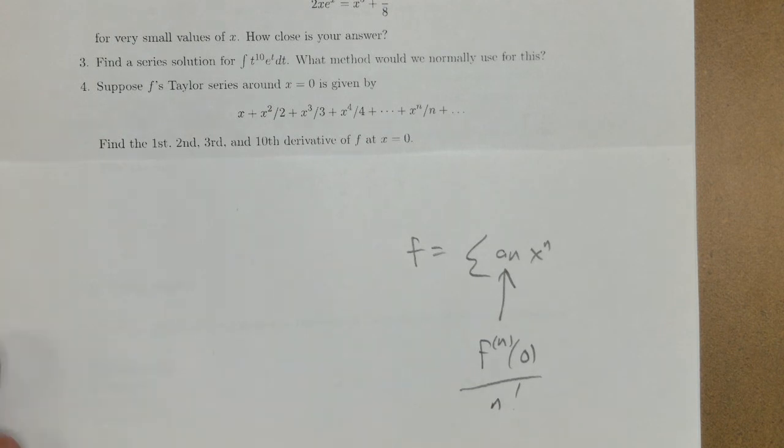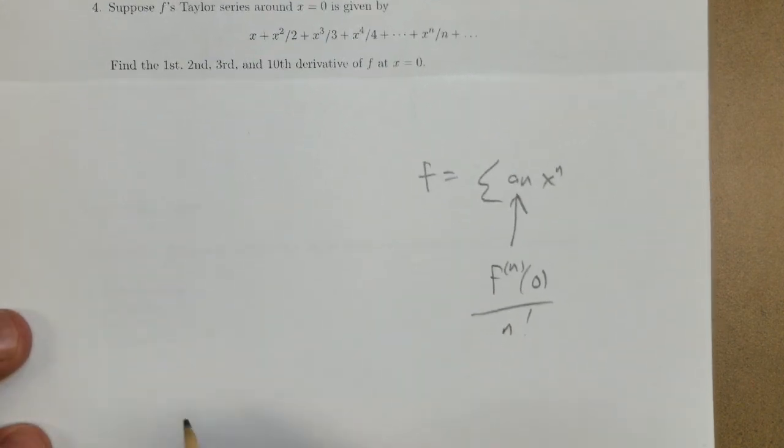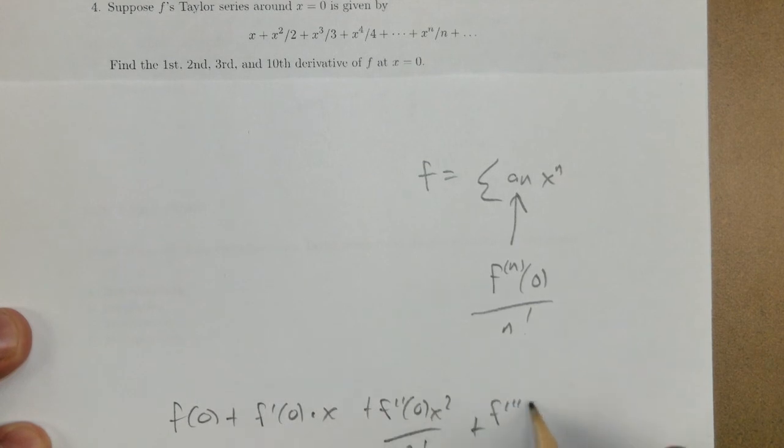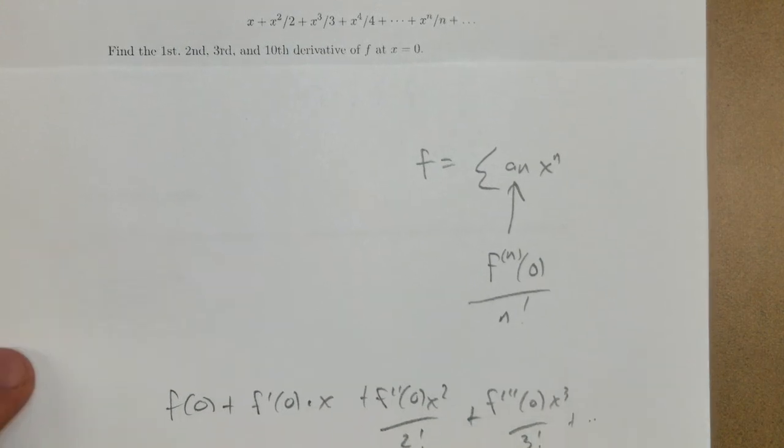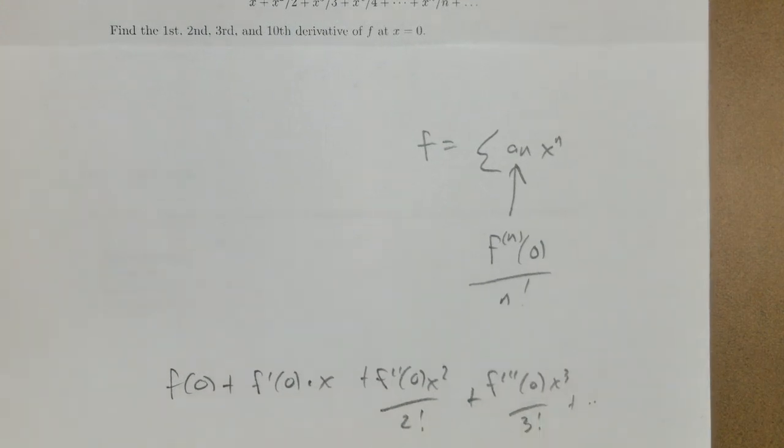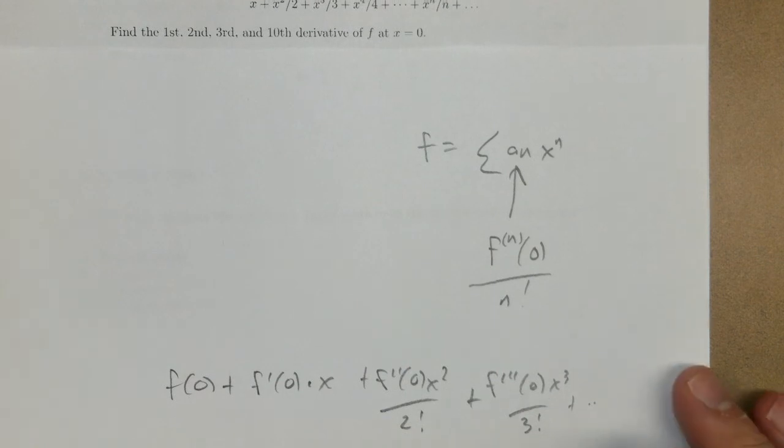So in general, a Taylor series always looks like f of 0, and then the first derivative at 0 times x, and then the second derivative at 0, x squared over 2 factorial, and third derivative at 0, x cubed over 3 factorial, and so on. That's always the pattern. So for this particular problem, I want the first, second, third, and 10th derivative.